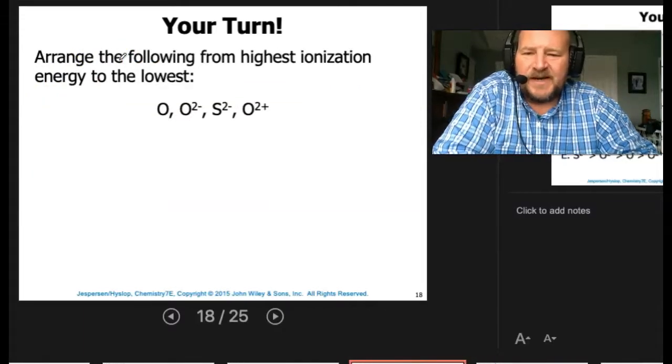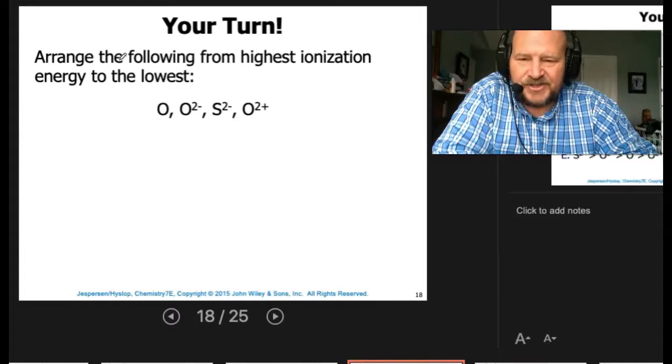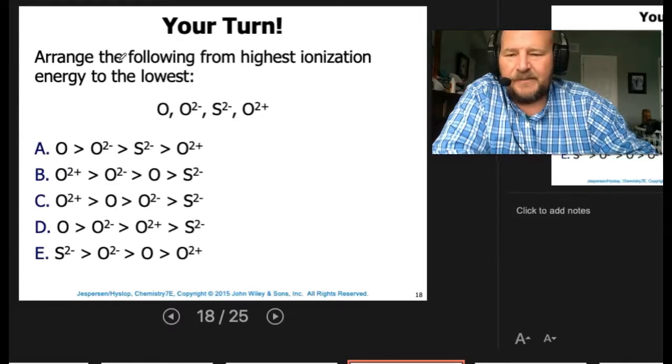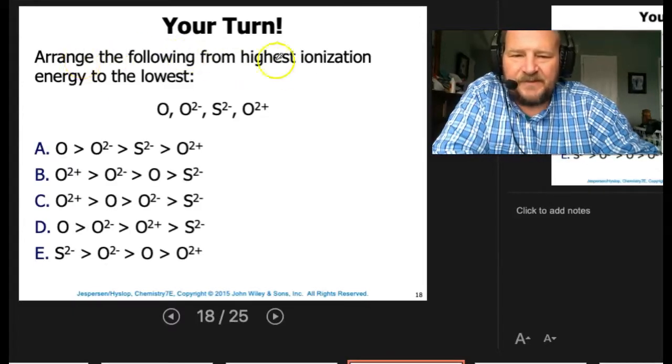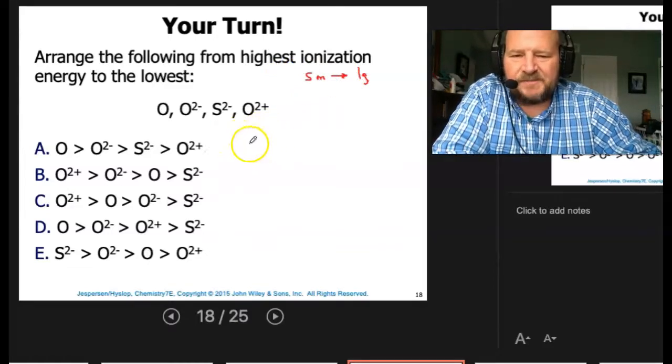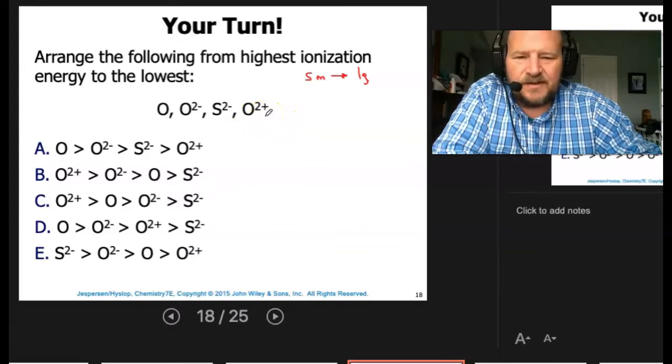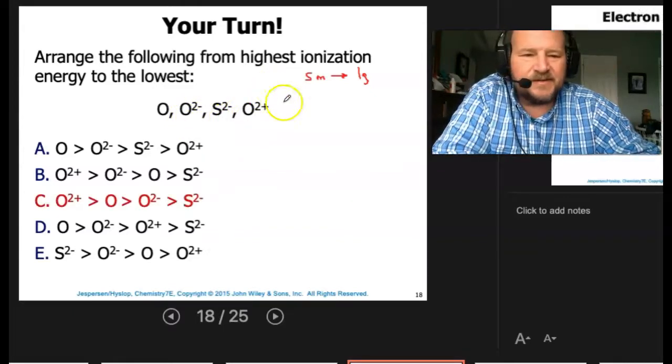Arrange the following from highest ionization energy to the lowest. And again, think about size here. Arrange the following from the highest ionization energy, smallest atomic size, to largest. So if I want to go from small to large, which atom would be the smallest? Of course, that'd be O2 plus, right? Then it would be O, then O2 minus, then S2 minus, and that would be C.